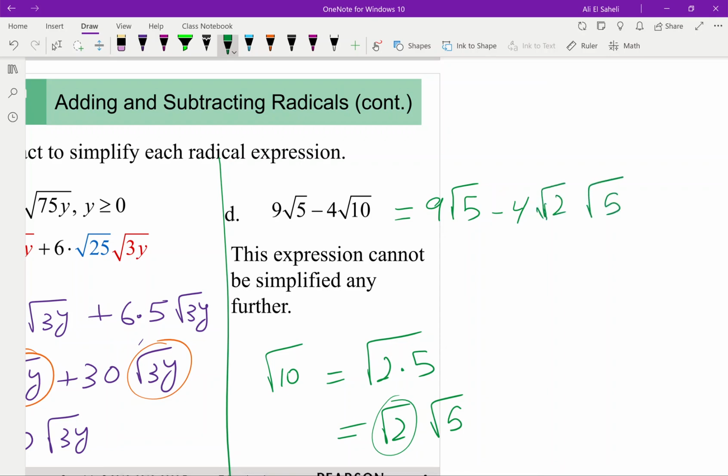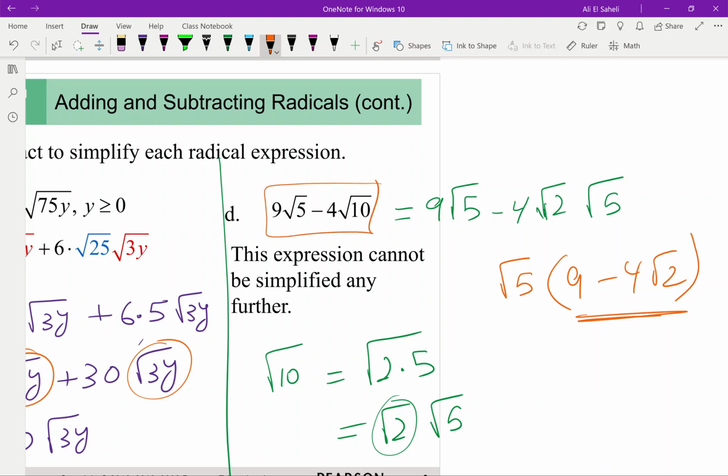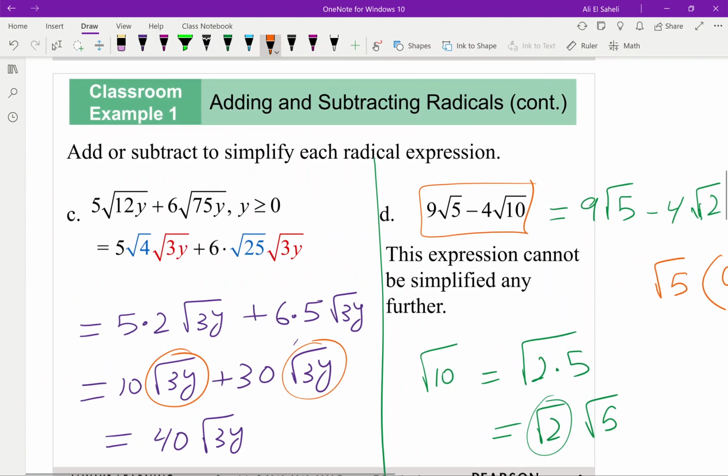radical 5. So now it's true here these are the same, but this is not the only radical term here. You have this, you cannot play with that. So we cannot add anything, right? Because if you take radical 5 common, you will have 9 minus 4 radical 2. These cannot be added because of the radical term. So this expression cannot be simplified any further.